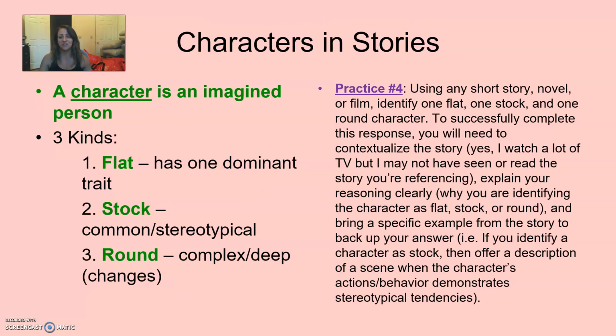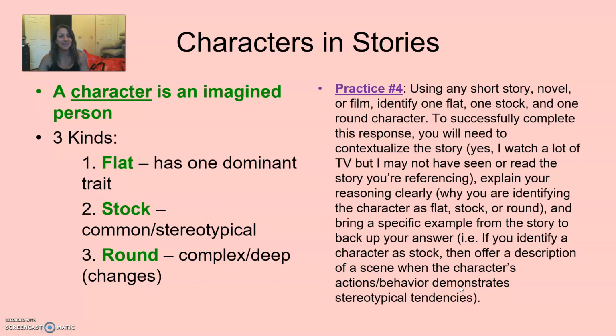Next, I would like you to do practice 4. I thought this would be an interesting practice where I would have you use any short story, novel, or film that you're thinking of. Identify one flat, one stock, and one round character. So I'm looking for 3 different characters that you're identifying. One character that happens to be flat, one that happens to be stock, and one that happens to be round. And like I said over here, I'm really looking for specific qualities that you think make them a flat or stock or round character.